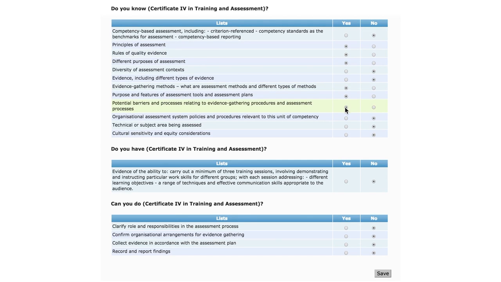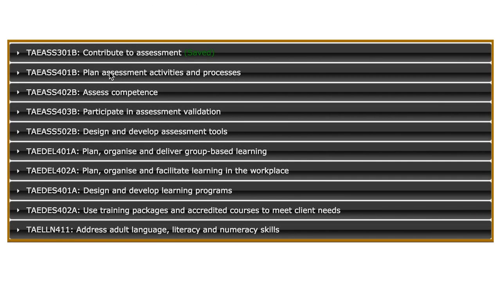I'll review each statement in the checklist and amend the response accordingly. By default, these are answered as no. At the end of each unit, I save my responses and move to the next unit. And then I submit my self-assessment. The system will ask me, am I sure? And then all of my responses will go to the assessor for review.